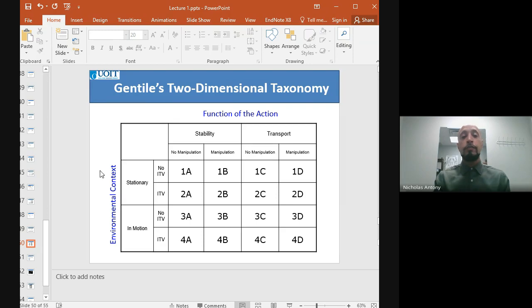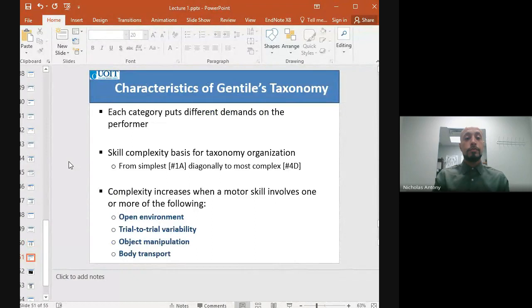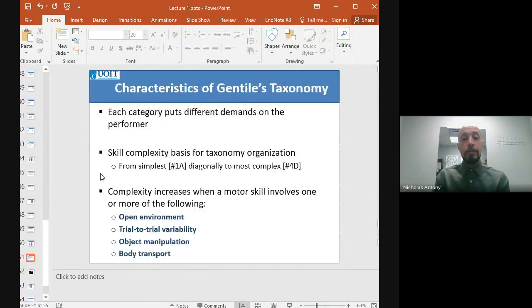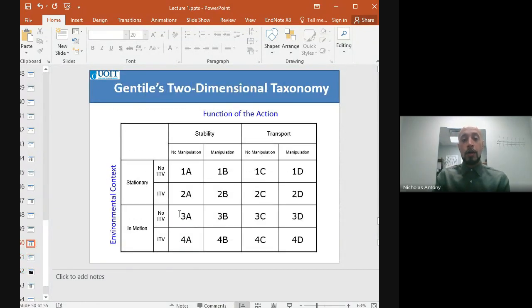So hopefully that didn't confuse you too much. The best way to evaluate is start picking different motor skills, and then we'll place them on the taxonomy. How would you classify this task? So this is, let's say, shooting a free throw. Okay, so shooting a free throw. Everyone keep that in mind. Where on the taxonomy would we classify shooting a free throw?